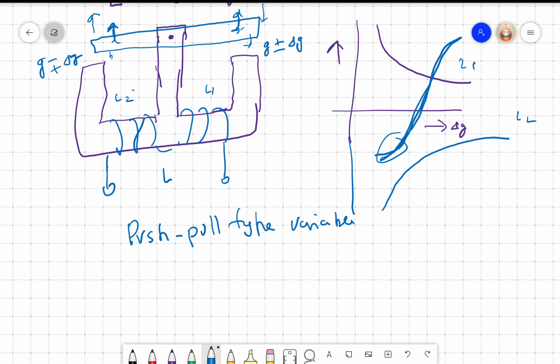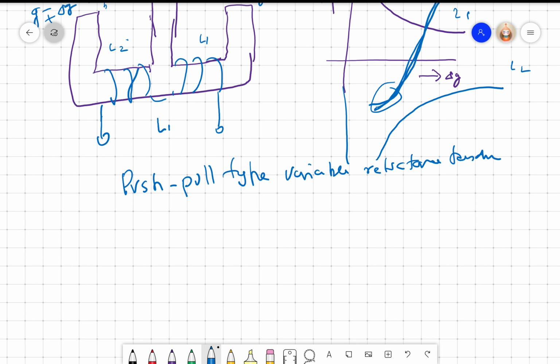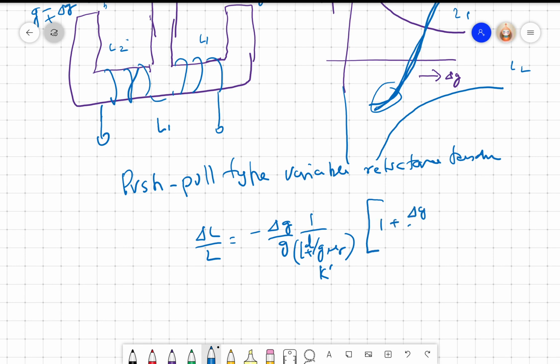So we call this a push-pull type variable reluctance transducer. Now if L1 is experiencing delta G, I would have delta L by L equal to minus delta G by G into 1 by 1 plus L by G mu R. I call this K dash so that it's easy for me to write, into 1 plus delta G by G into K dash plus delta G by G whole square into K dash square plus dot dot dot.